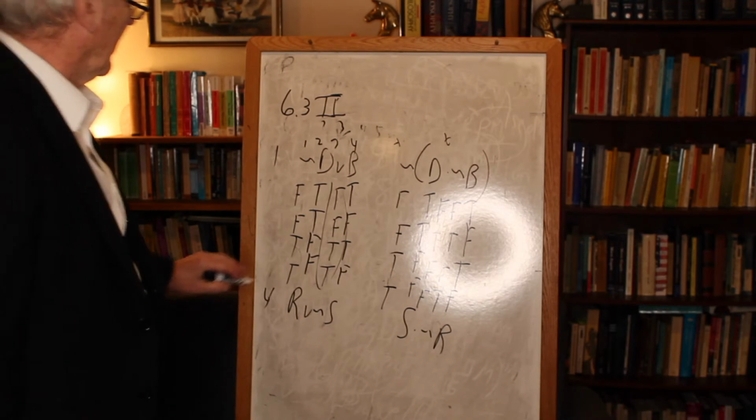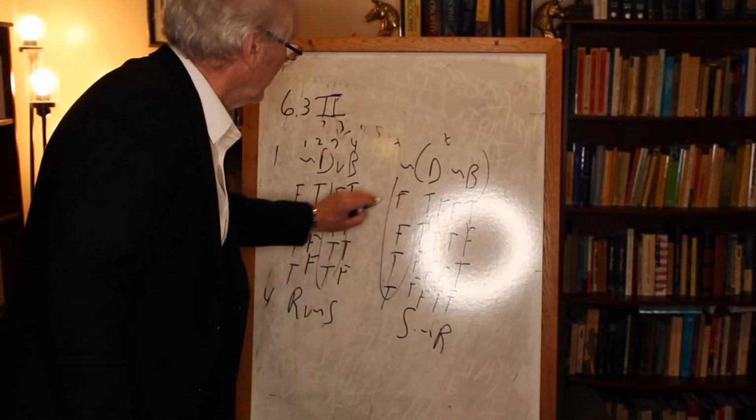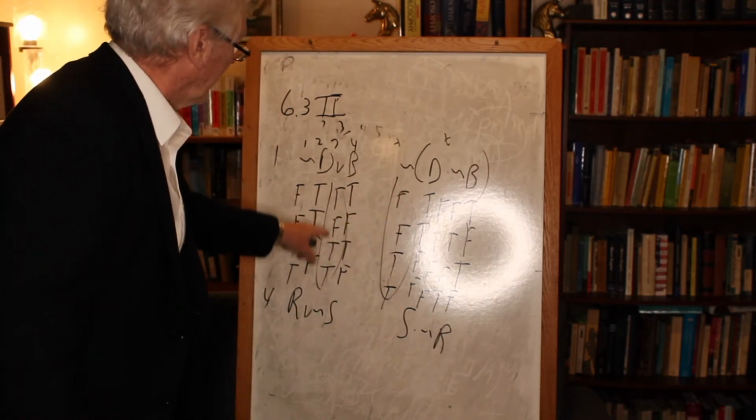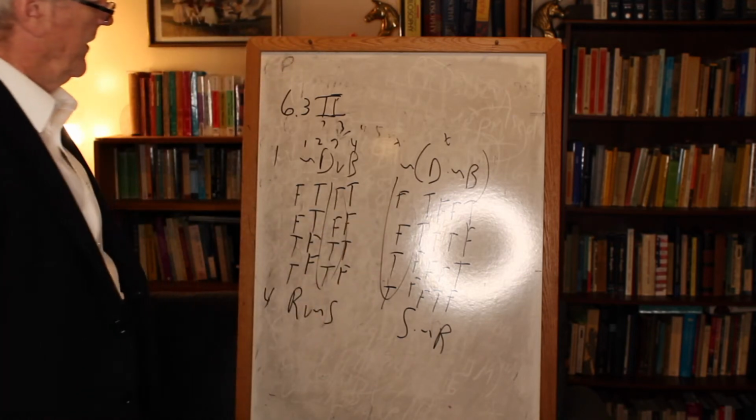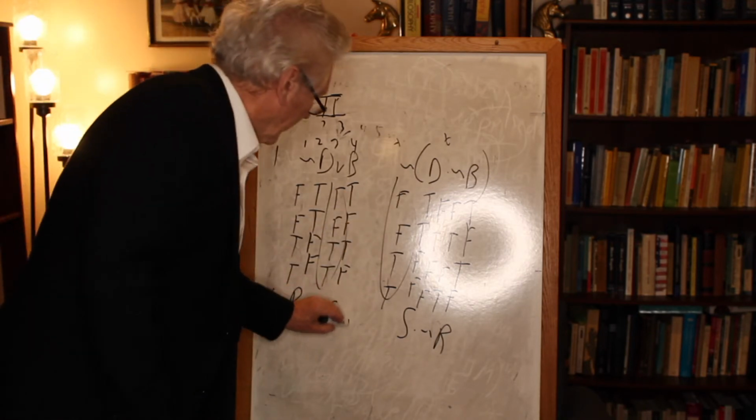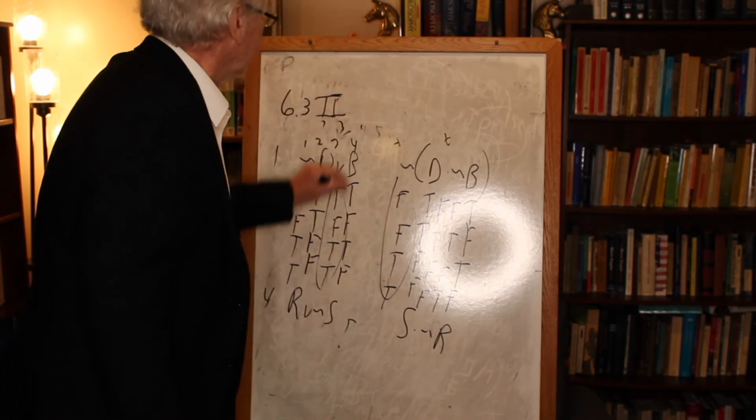What do I notice about those rows in the two formulas? Identical. TF, TT, TF, TT. So what do we say about that? That is a tautology.